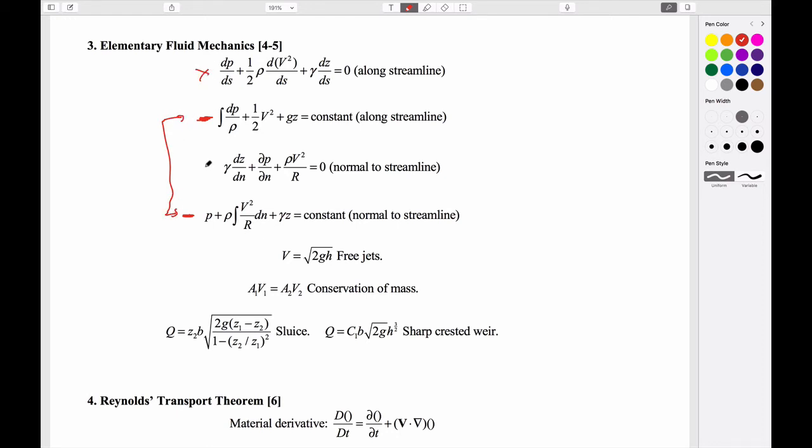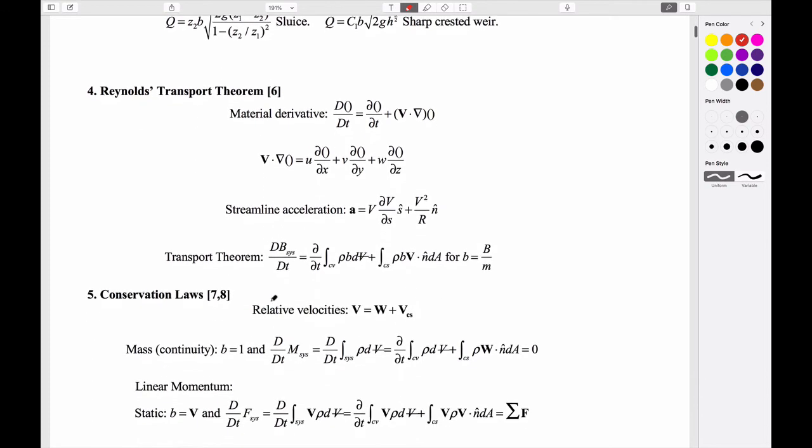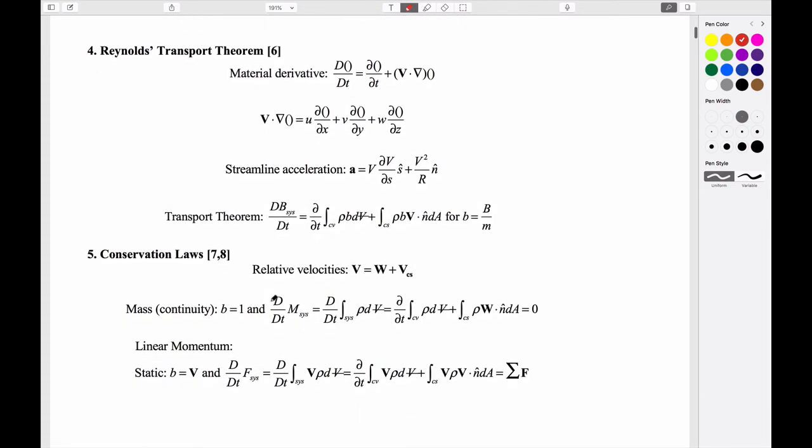These are the differential components. You can use Bernoulli, as we have done, to get the equation for a free jet. We can define conservation of mass in terms of these simple terms here. We talked about relative frames of reference, and so you have substantial derivatives defined as a function of spatial derivatives, and we've talked a reasonable amount about that. We can talk about streamline accelerations. We've dealt with those.